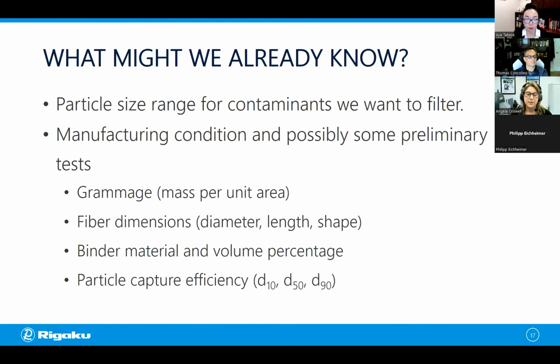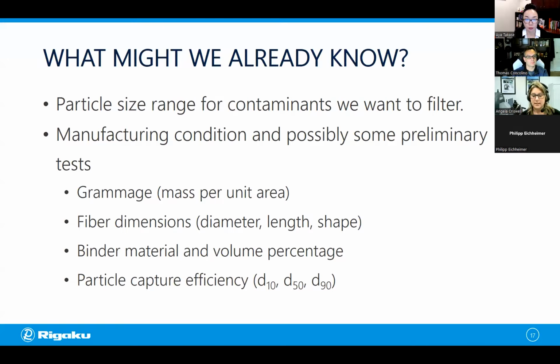We'll also know something about the fibers themselves. For example, we'll know the diameter of those. We may know the length, average length of those. We may know the shape of those, whether they're hollow. Are they circular? Are they trilobular or some other type? We will also know if there's binder material in, and we'll know a rough percentage of that binder material. And we might know something about how well it captures the particles we're interested in. So those are some types of things that we should know.